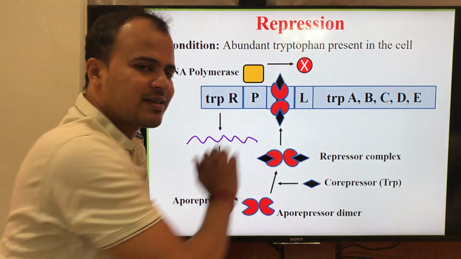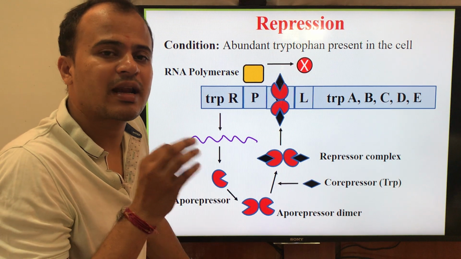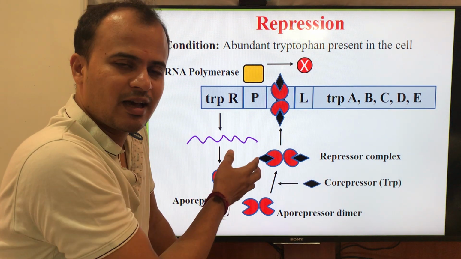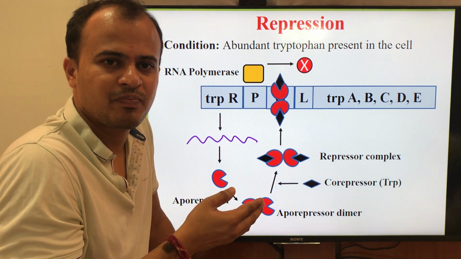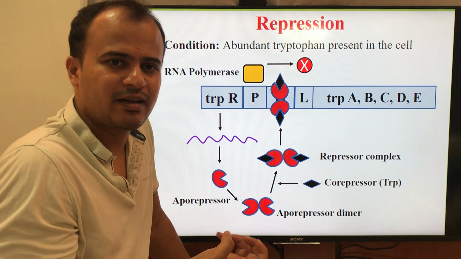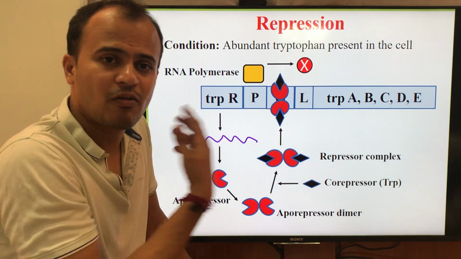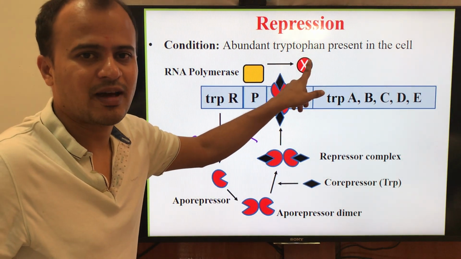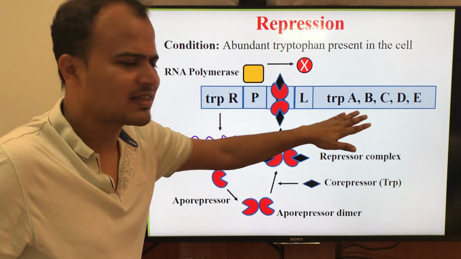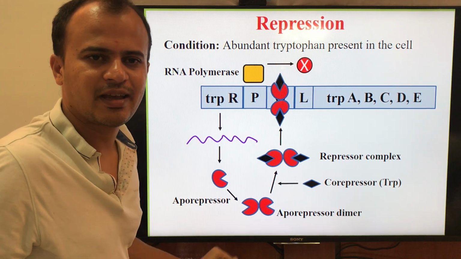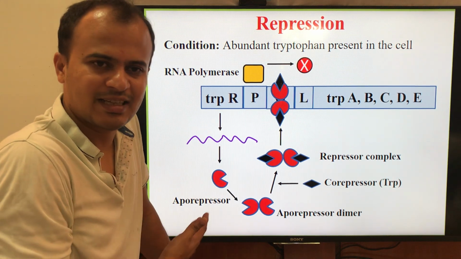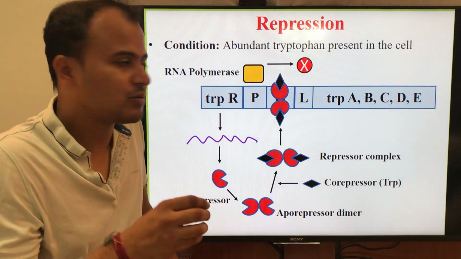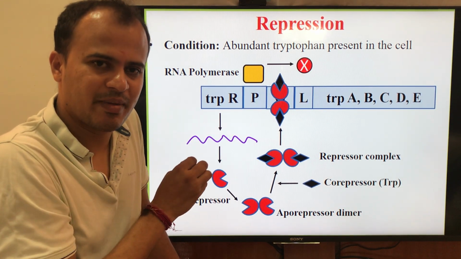If RNA polymerase cannot move, TRPABCDE genes are not transcribed. Yes, that is what the bacteria requires. Because if TRPABCDE genes are transcribed, they produce the proteins involved in the synthesis of tryptophan. Because you already have an abundant amount of tryptophan in the bacteria, it does not require the transcription of these genes. Yes, the repressor protein is taking care of the inhibition of the transcription. So this process is called repression. This is a type of regulatory mechanism.